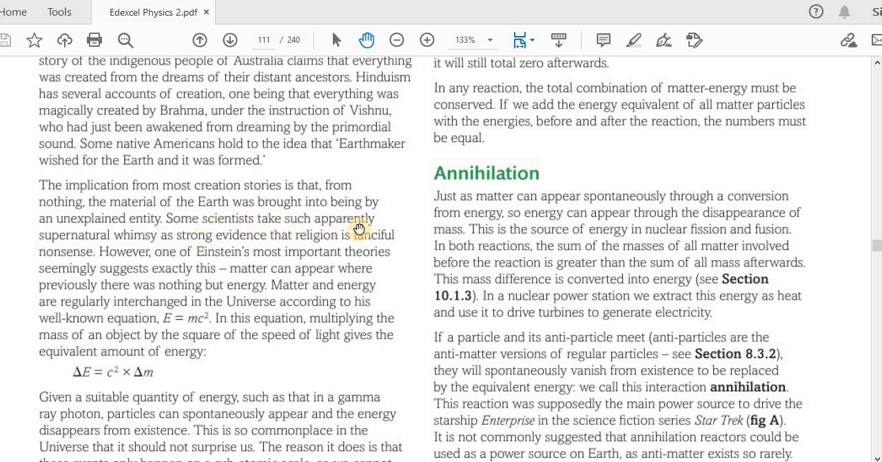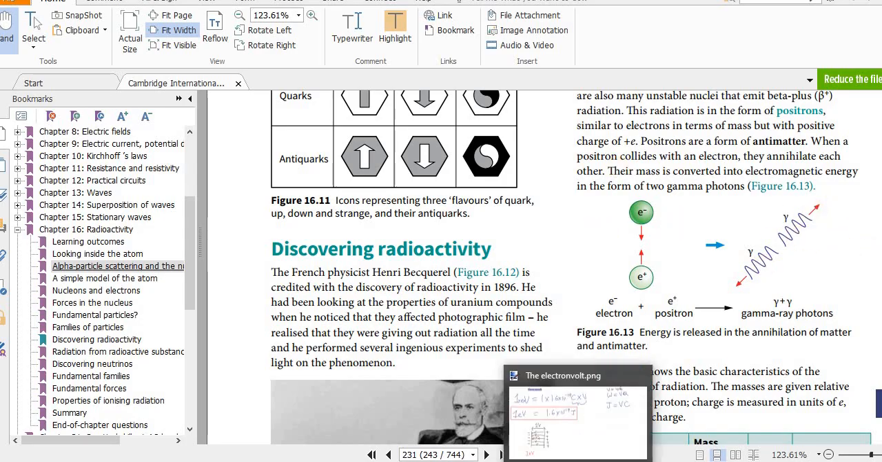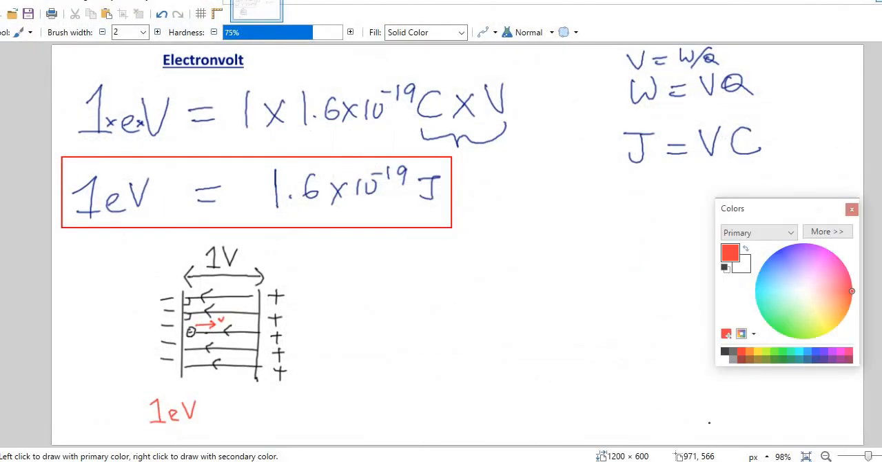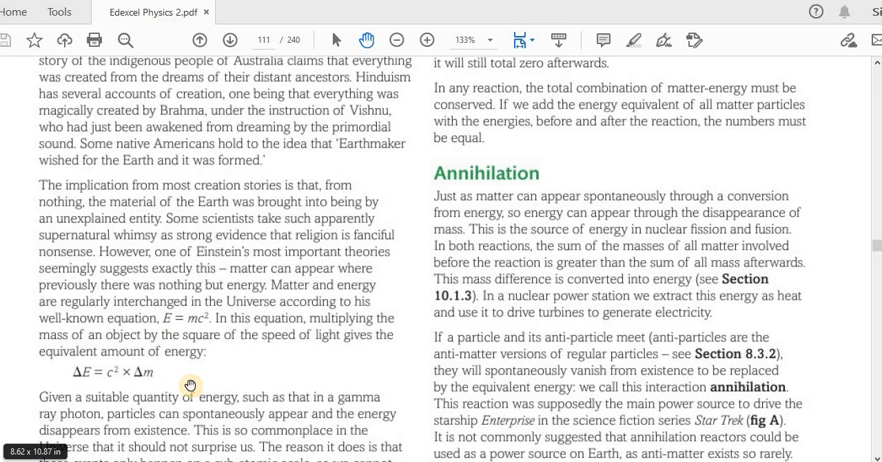Some scientists take such apparently supernatural whimsy as strong evidence that religion is fanciful nonsense. However, one of Einstein's most important theories seemingly suggests exactly this. Matter can appear where previously there was nothing but energy. I gave you some example here, but actually it's not from nothing. You have this, and from this only you get the other one. So it's from energy you get the mass, or from mass you get the energy. That is where we have Einstein's E equals mc squared equation.